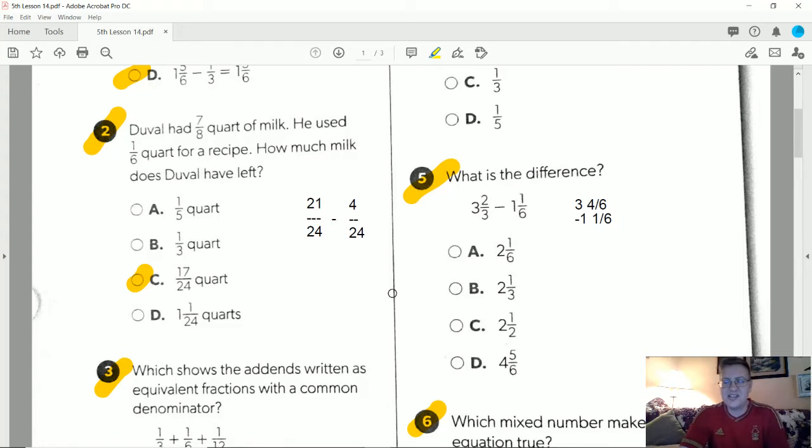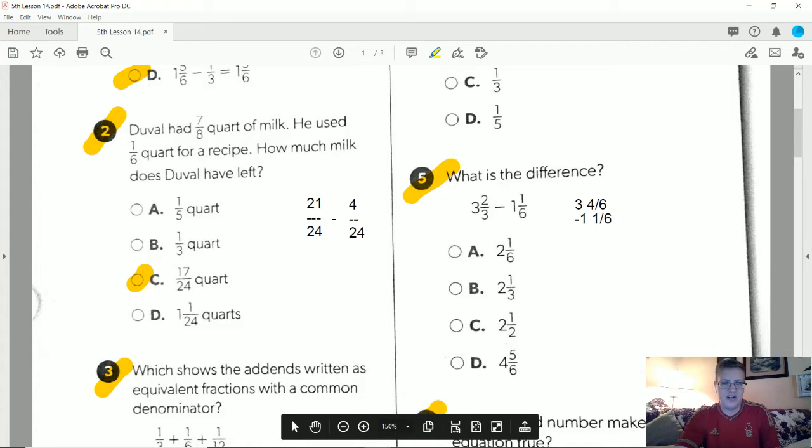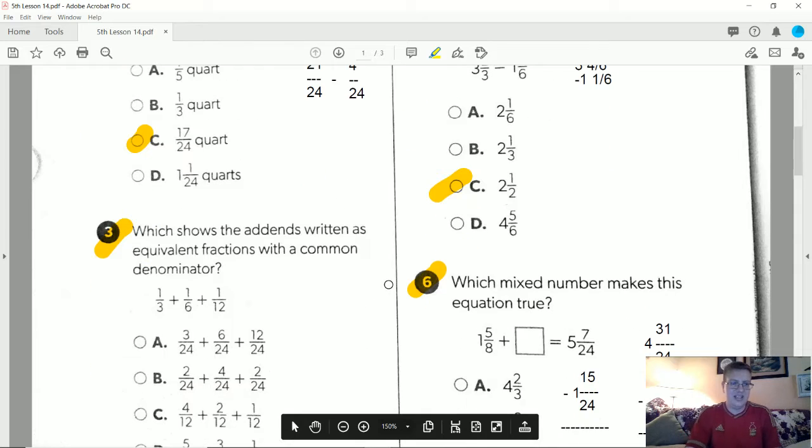Number 5, what is the difference? So I'm rewriting this part as 4 parts over 6. So I can do 3 minus 1 for the whole number part, 6 minus 1/6 for the fraction part. And then I would end up getting 2 3/6, which will convert to 2 1/2.